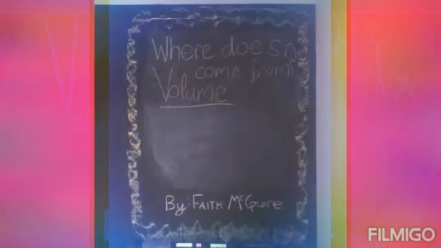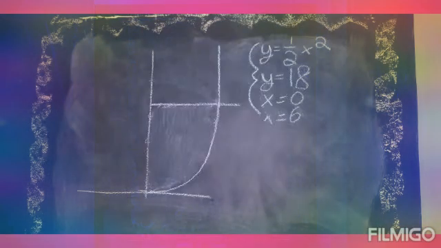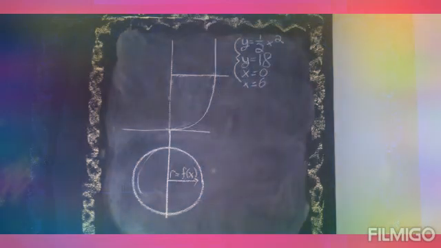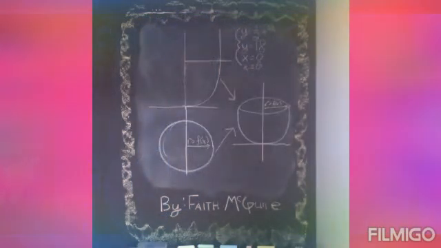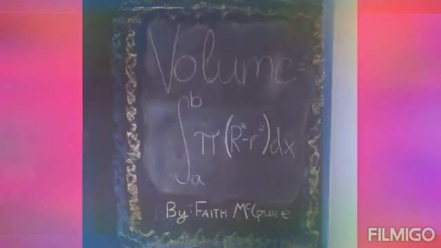So where does volume come from? Well, we took a 2D graph, used integrals to find the area of a 3D slice, and combined these ideas to find the volume of a solid represented by this equation here.